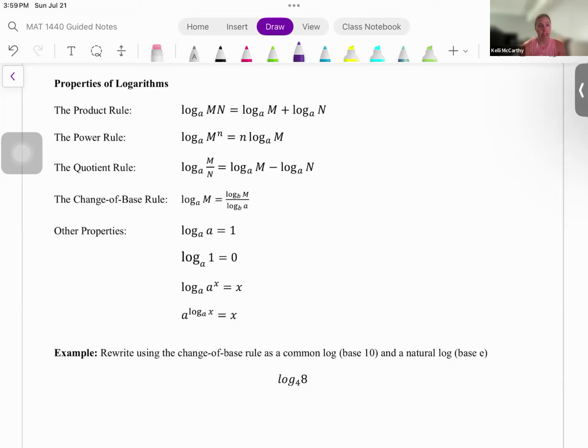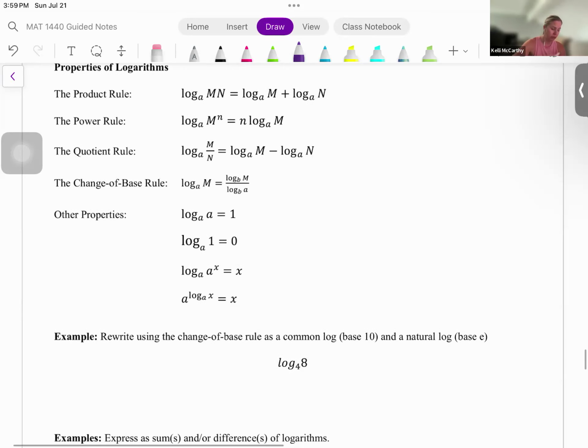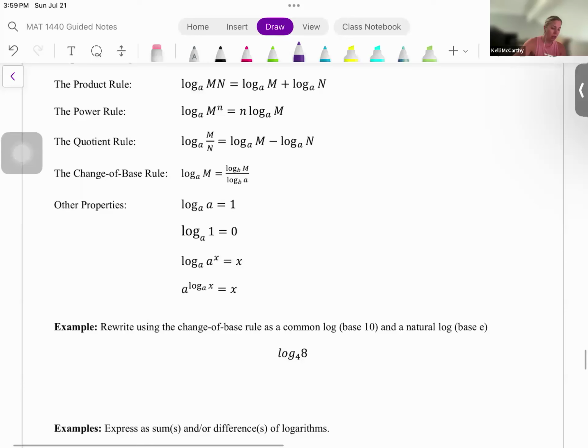Some other properties: log base a of a is 1. Excuse me, that's not an inverse property. Essentially, a to the first power is equal to a, so log base a of a is 1. Log base a of 1 is 0 because a to the 0 power is 1. So anything raised to a power of 0 is 1.